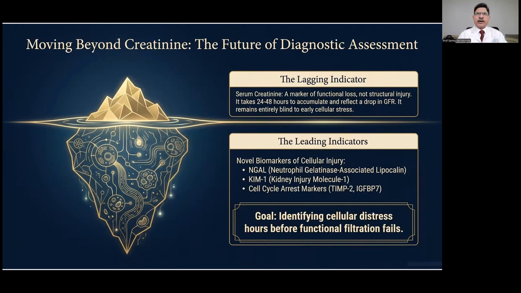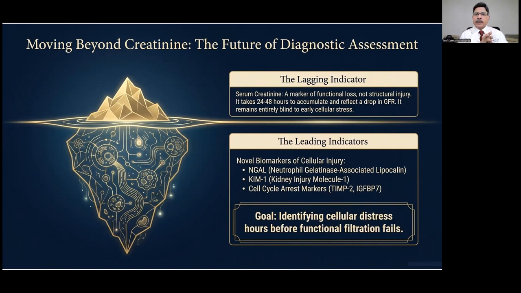Beyond the creatinine, if you only depend on the creatinine, you will miss a large quantity of AKI. That is this iceberg. The future diagnostic assessment is here. Serum creatinine is a lagging indicator, a marker of functional loss, not structural injury. It takes 48 hours to accumulate and reflect a drop in GFR. Before that, a lot of damage is done. It remains entirely blind in the early cellular stress.